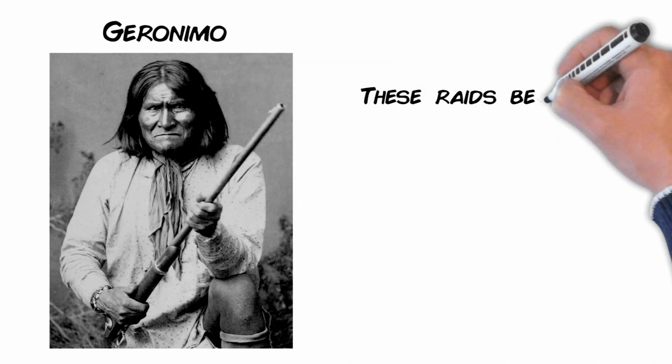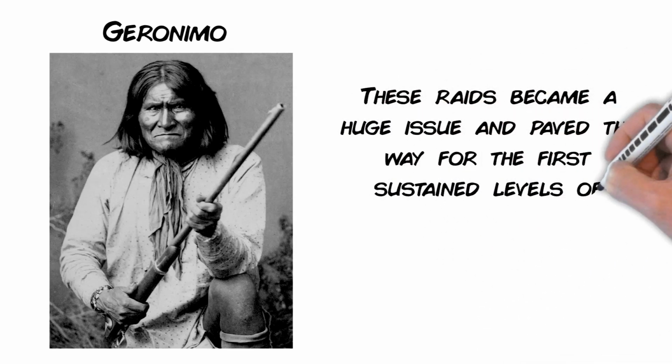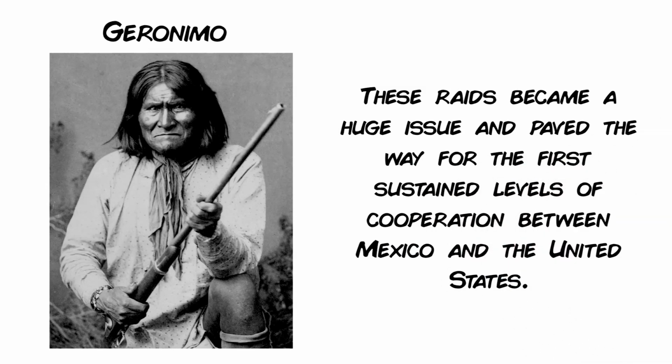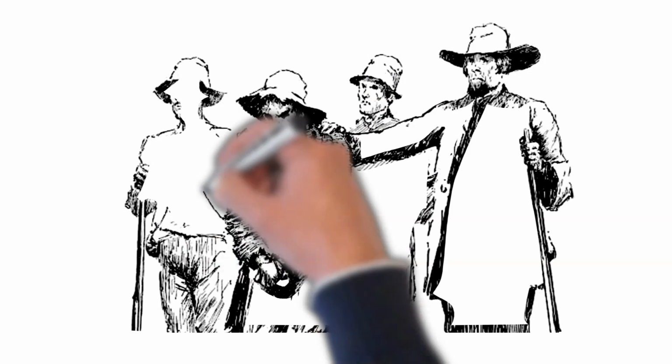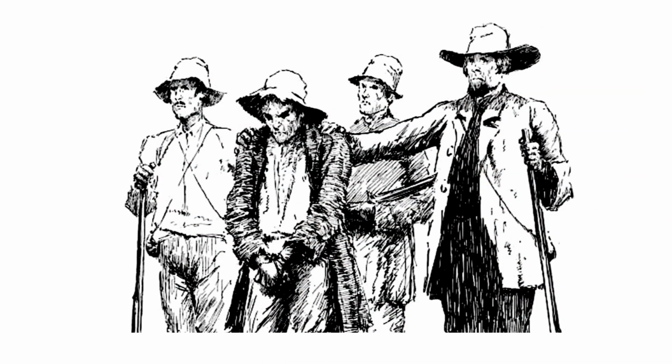These raids became a huge issue and paved the way for the first sustained levels of cooperation between Mexico and the United States. In fact, when Geronimo was captured one last time in 1886, it happened on the Mexican side of the border. Later, outlaws and smugglers would do something similar, as they too tried to take advantage of the international boundary.